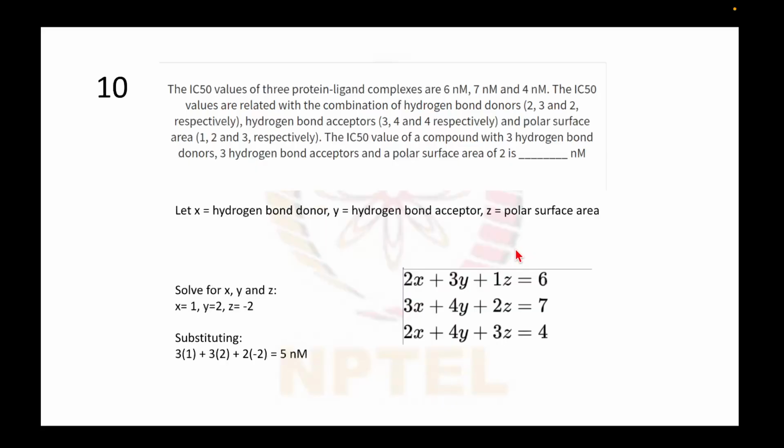Okay, so here we have three equations relating the descriptors of three ligand complexes with their affinity values. When you solve for this, the value of x is 1, y is 2 and z is minus 2. Substituting this, the IC50 value for a new compound is 5 nanomolar. Just give me a second, let me cross verify the answers.